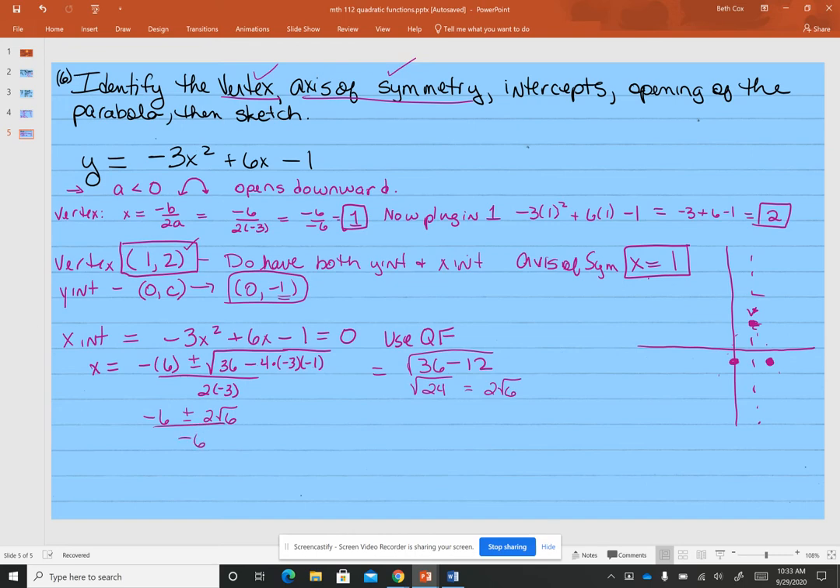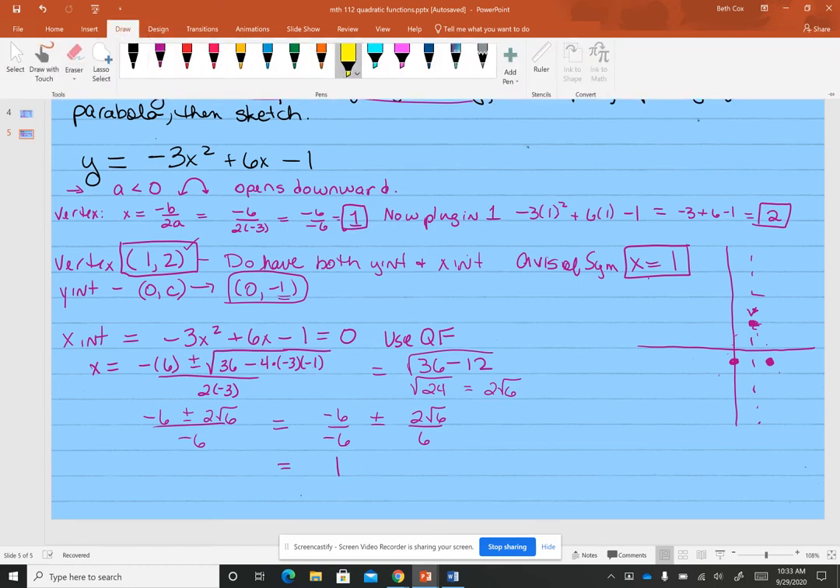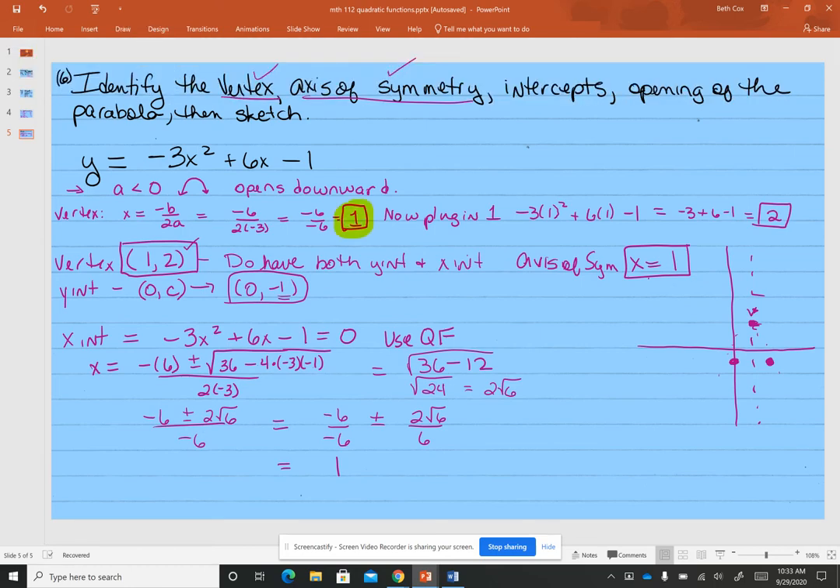Now, here's where we need to stop and think about what's going on here. This is going to break into -6 over -6 plus or minus 2 square roots of 6 over 6. So I want you to notice this is 1. No, let me rephrase that. That matches something, doesn't it? Where did we get 1 before? Right there.